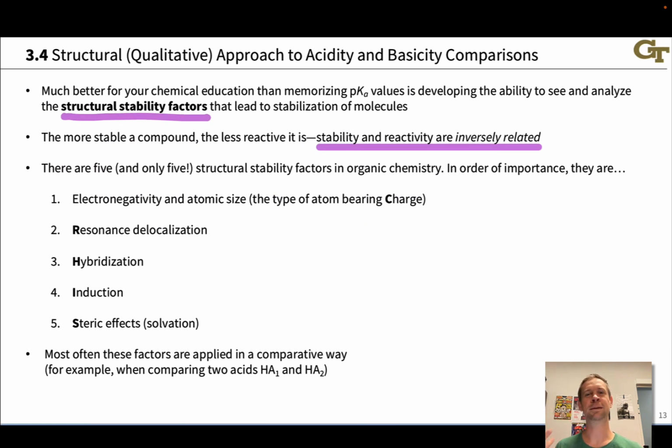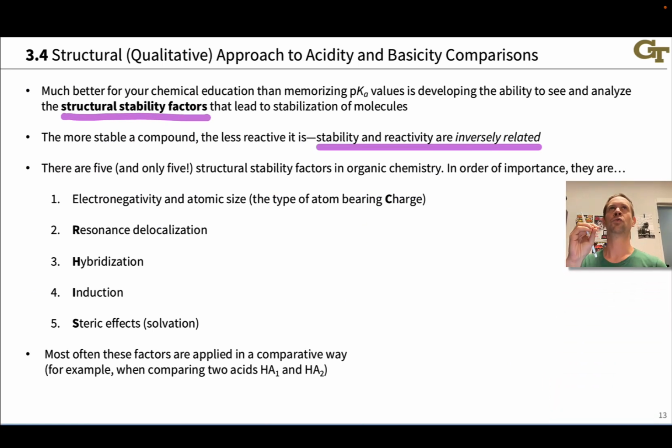This is on some level deeply related to the idea of the conjugate seesaw as well. If an acid is stable, its conjugate base is generally quite reactive. If a base is stable, its conjugate acid is generally highly reactive. All right, so how do we know whether a molecule is stable or not? Well, there are five and only 5 structural stability factors in organic chemistry. These are basically the 5 reasons, the 5 ways we rationalize things in polar organic or ionic organic reactions. And here they are in order of importance, from the biggest impact, the most important, the thing you should look at first, to the least important.